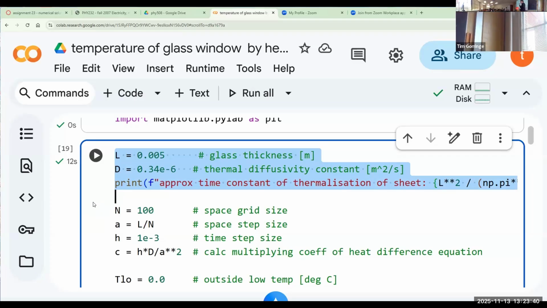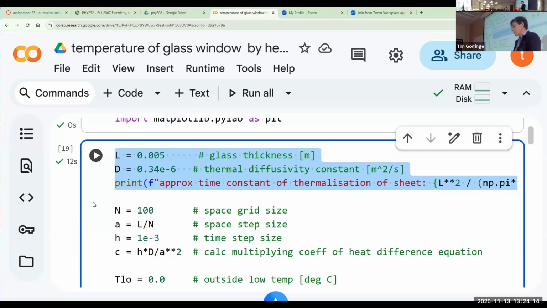Well, we need to know something about the glass window. We need to know the thickness of the glass window, and I've set that to be 5 millimeters. We don't need to know the cross section of the glass window. We just need to know that the other dimensions are much larger than the thickness of the window. So it just looks like a sheet of glass, small thickness compared to the dimensions of the cross-sectional area.